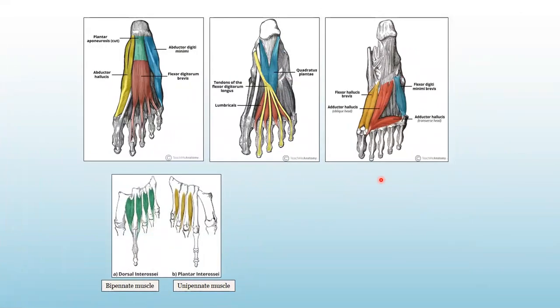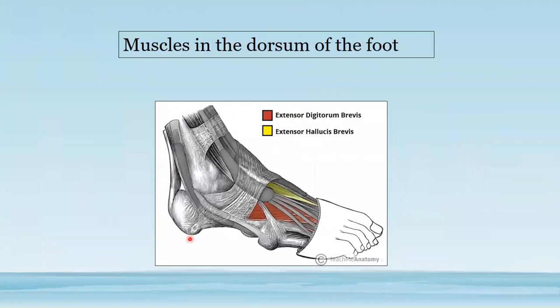Okay, this is the graphic or the picture showing the layers of the sole, muscle of the sole of the foot. Okay, the first layer, the outermost, second layer, third layer, and the fourth layer. What are the muscles in the dorsum of the foot? There is two: the extensor hallucis brevis and extensor digitorum brevis.